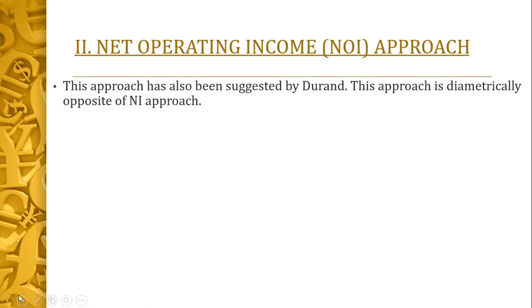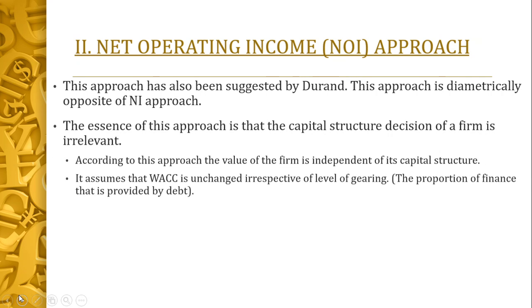Now this approach has also been suggested by Durant. This approach is diametrically opposite of the NI approach. The essence of this approach is that the capital structure decision of a firm is irrelevant. Why? According to this approach, the value of the firm is independent of its capital structure. It assumes that the weighted average cost of capital will remain unchanged irrespective of the level of gearing.